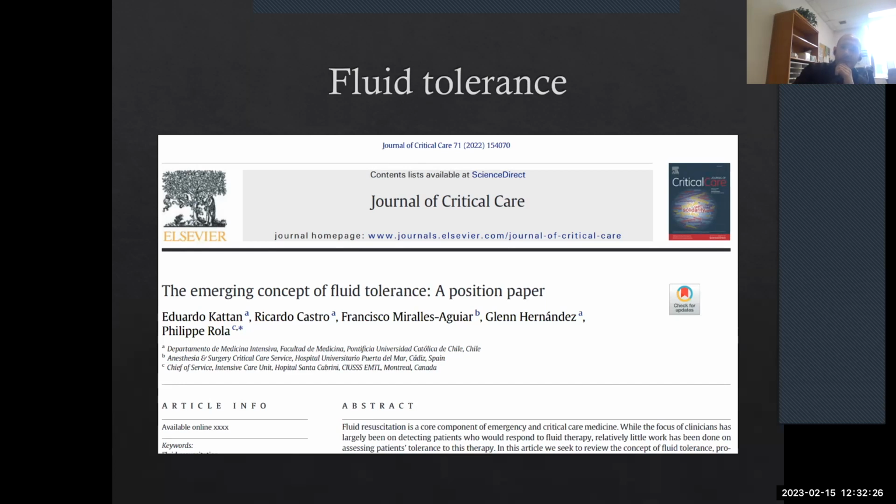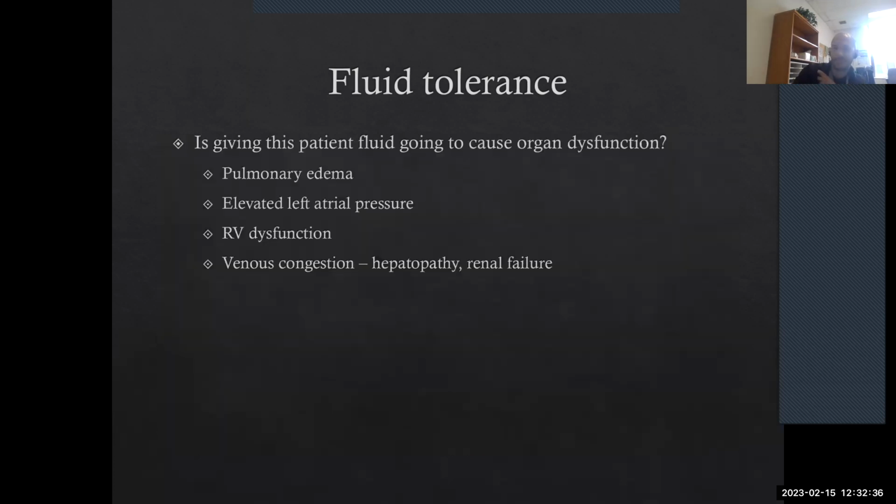And there's been many papers about this and many different definitions in the literature. And this is still an evolving concept, both in terms of quantification and impact on our clinical care. And so one of the things we look for when we talk about is giving fluid going to cause organ dysfunction. We talk about pulmonary edema, elevated left atrial pressure, RV dysfunction, and then venous congestion, such as hepatopathy or renal failure.